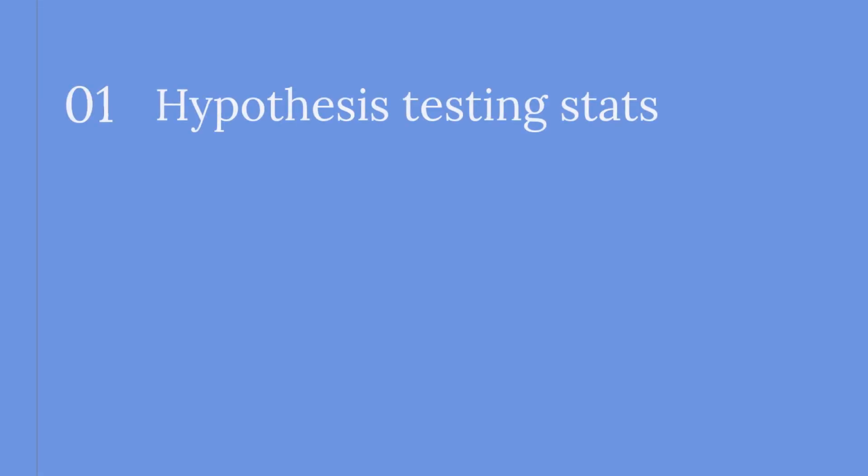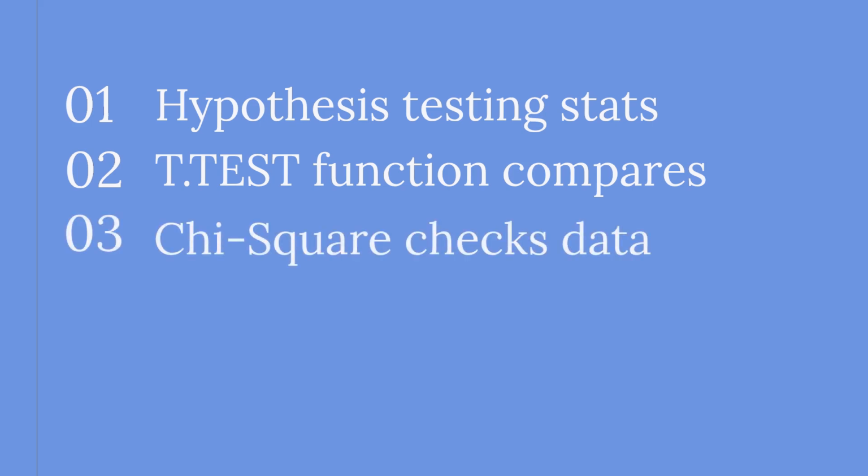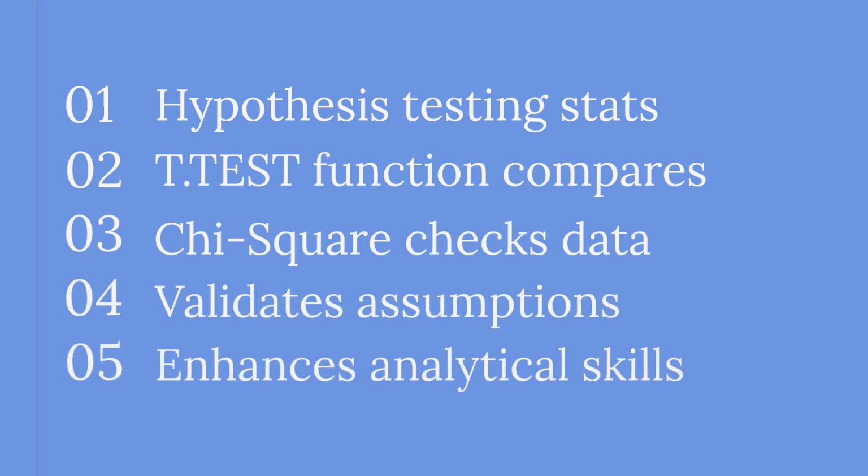Hypothesis testing compares group means statistically. The t-test function evaluates differences between groups. Chi-square tests check independence in categorical data. These tests validate assumptions with statistical rigor. Mastering them enhances your analytical capabilities.